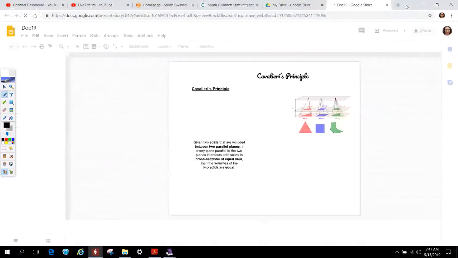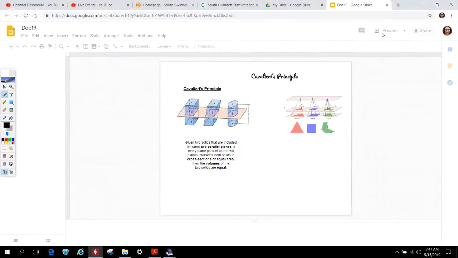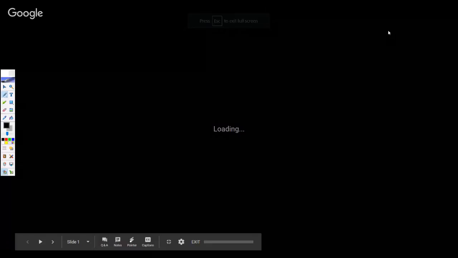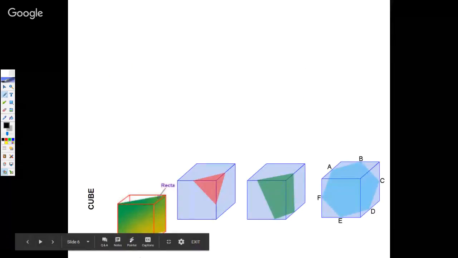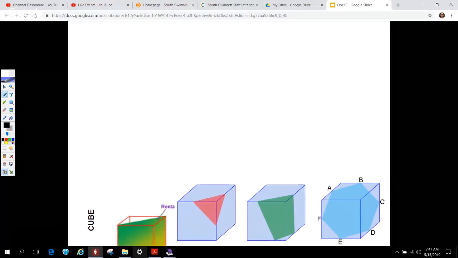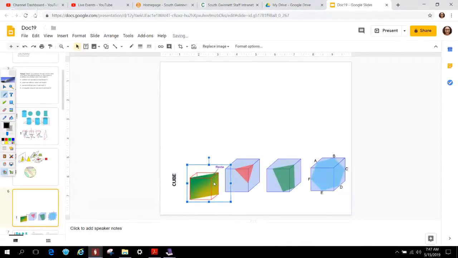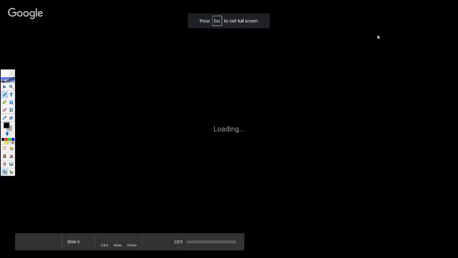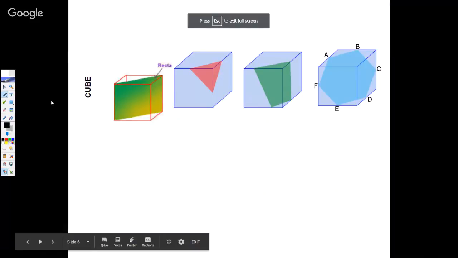So if we look at this picture, look at the bottom. Notice how if we cut the cube on the diagonal, we'll end up getting a rectangle.